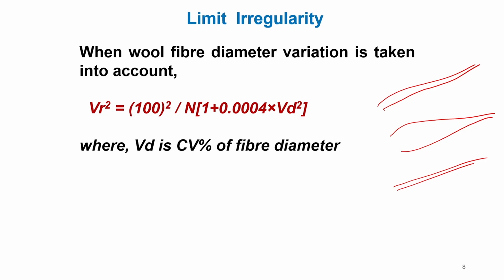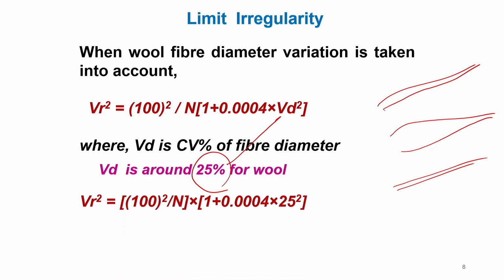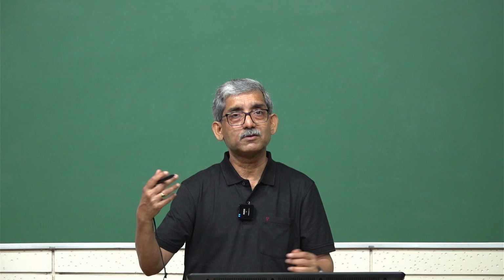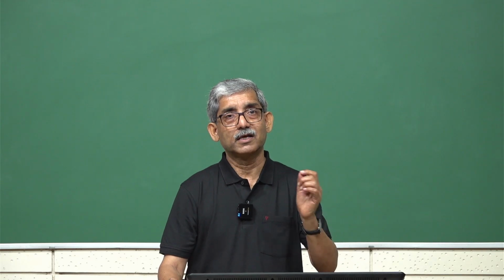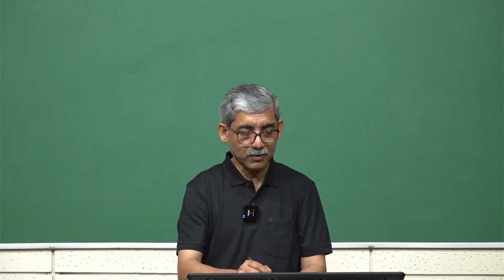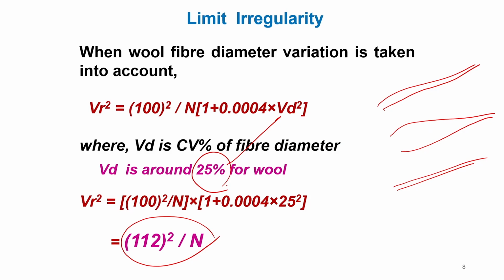So, here we can use Vd approximately 25%, and if we use this 25% here, we will get almost the same relationship, 112 square by n. For wool based on mass, where mass variability is 50%, and in case of diameter variability, where diameter variability is 25%, we are getting almost the same relationship.